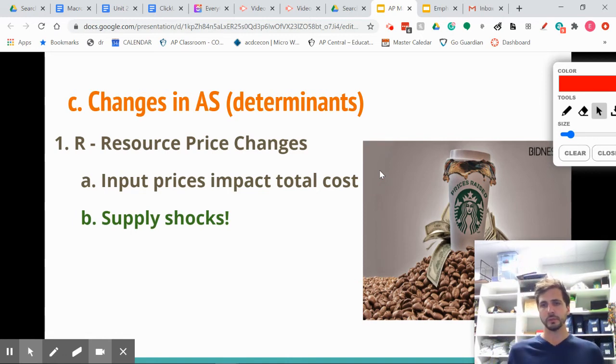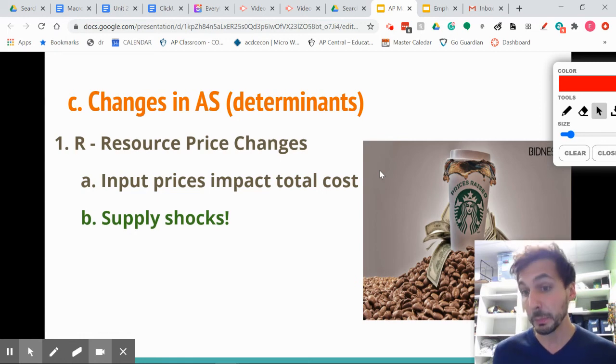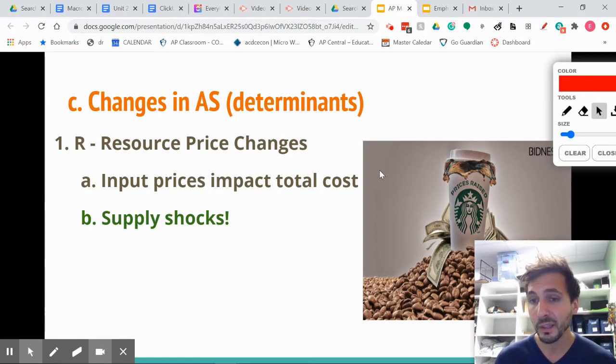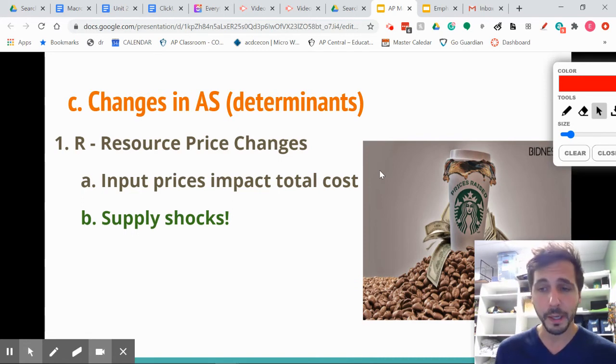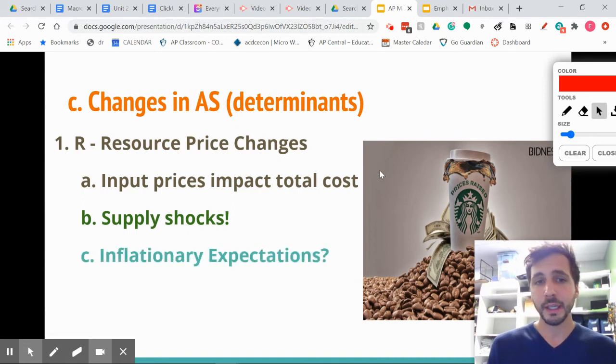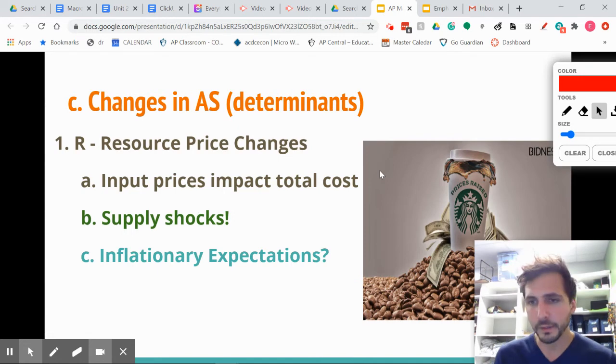For example, oil is really cheap right now. So when oil prices go down, total costs go down and businesses are willing to supply more and our supply shifts right. There are also supply shocks that are outside of this. Supply shocks are when, I don't know, there's a forest fire that engulfs an oil rig and now we have less oil available. Well, that supply shock will increase the price of oil, which will shift our supply to the left. So when you're thinking supply shocks, just think unexpected things that will impact the cost of doing business.